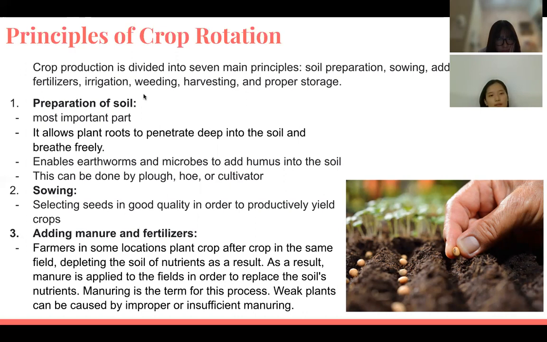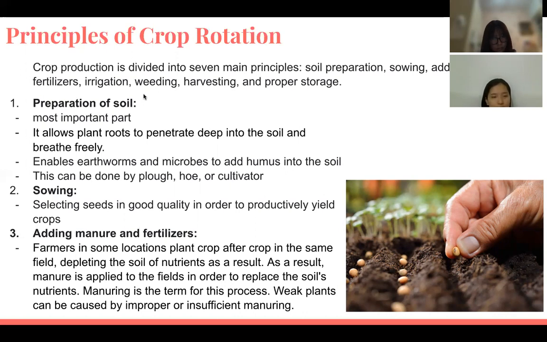Well-prepared soil allows plant roots to penetrate deep into the soil and breathe freely. And it also enables earthworms and microbes to add humus into the soil. Preparation of soil can be done by plowing, hoe, or cultivator.